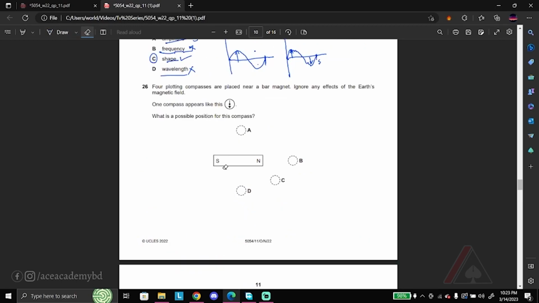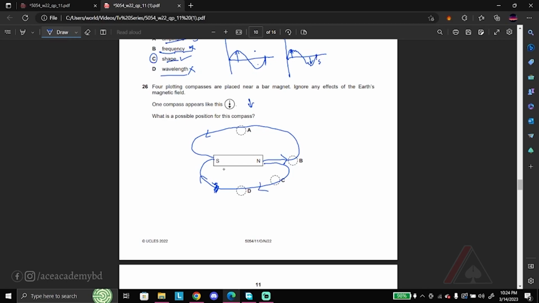Okay, so number 26. It says four plotting compasses are placed near a bar magnet. Ignore any effects of the Earth's magnetic field. One compass appears like this. What is the possible position for this compass? So it should point downwards. Let's first draw the magnetic field lines on the magnet. It would be something like this. Since field lines move from north to south, the arrows will be pointing in these directions.